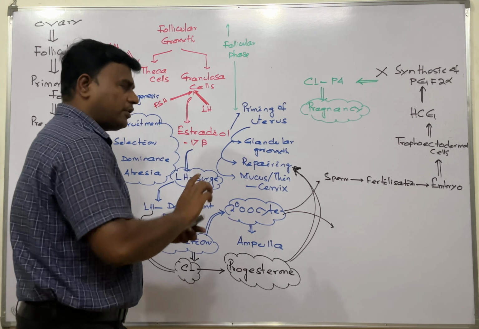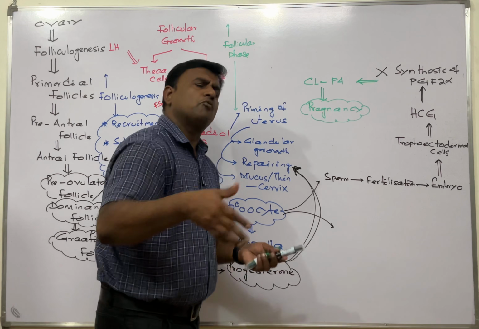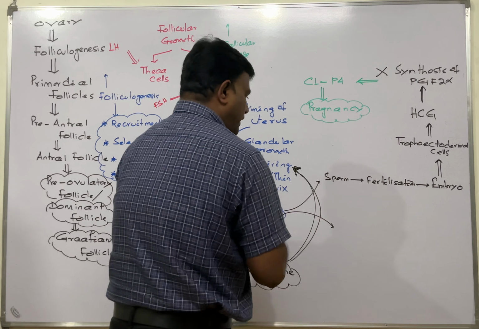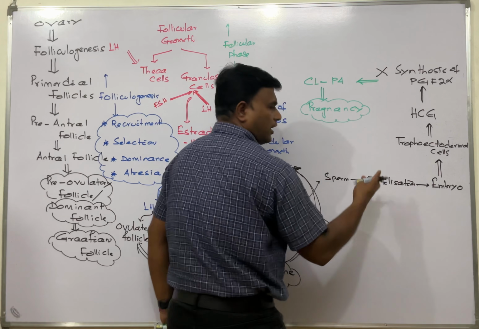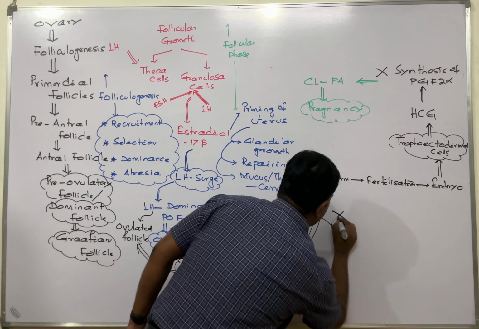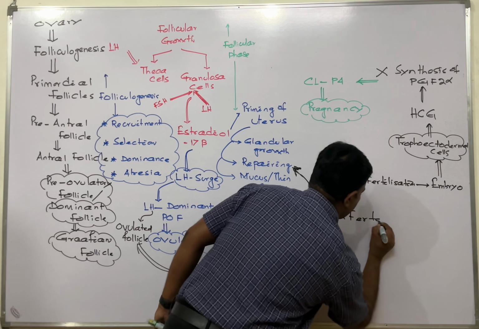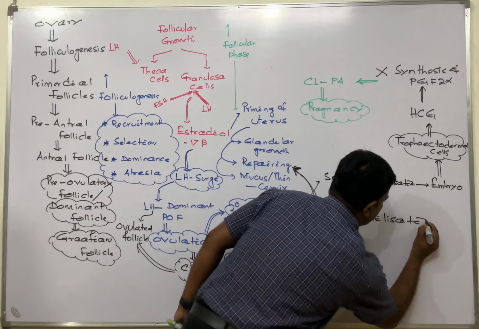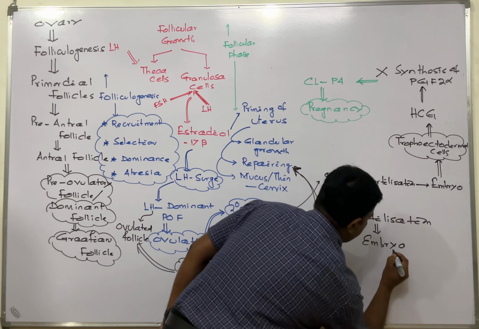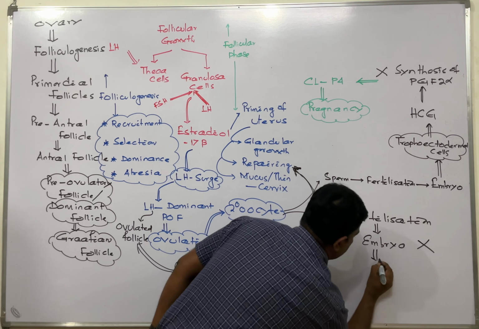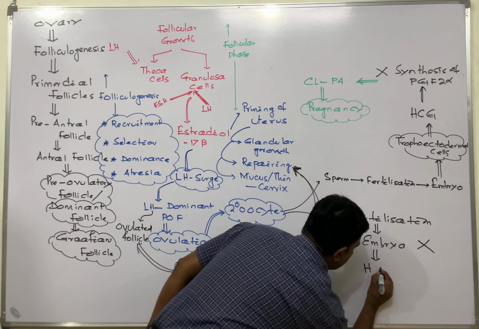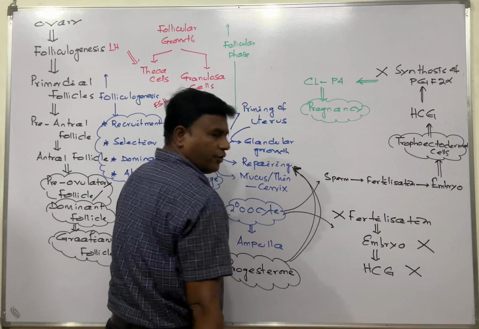So understand, whether sperm is there or no sperm is there, if there is no fertilization, there is no embryo. Try to understand that point. And if the embryo is not there, there will be no tropoectodermal cells. So I can say fertilization failure. That means there is no embryo, and if there is no embryo, then there will be no HCG, human chorionic gonadotropin.